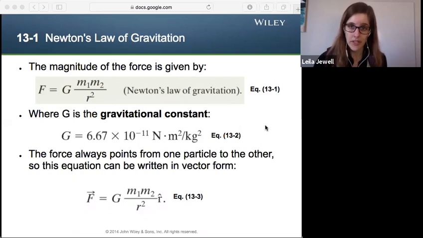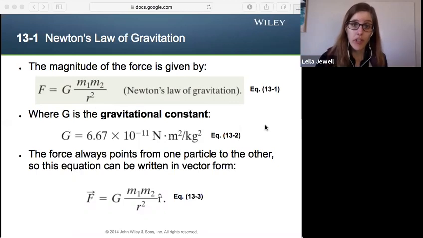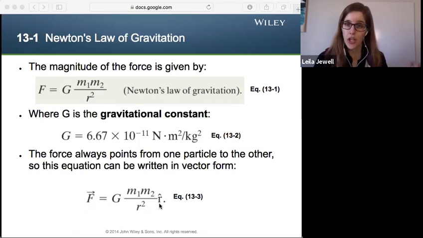And those two masses, which are often treated as two particles, it's going to be an attractive force between them. And so the force will always point from one to the other because they're always drawn to the opposite one. And so we could write this equation in vector form where we have the same magnitude out in front, but it's times r hat, which is just in the direction of the radial connection point between them.